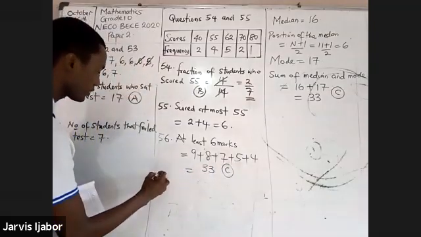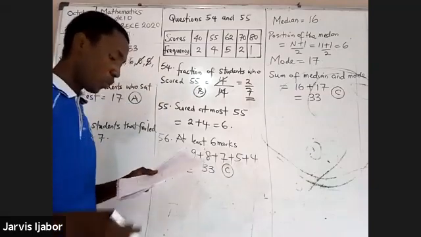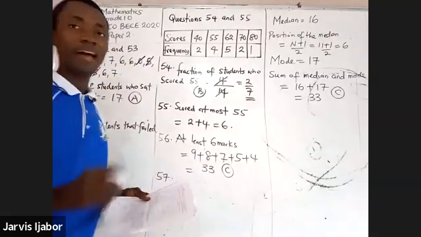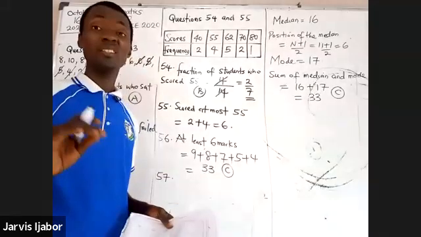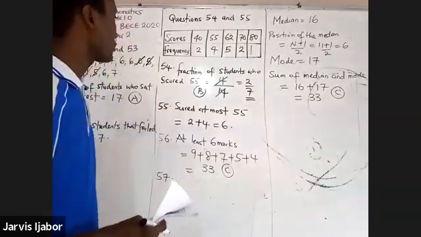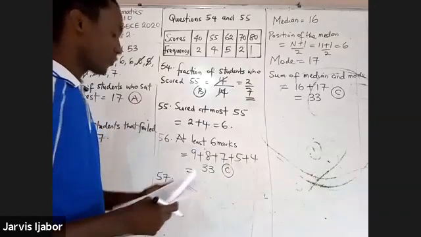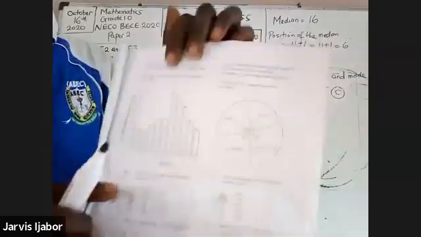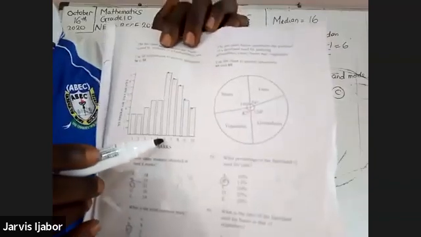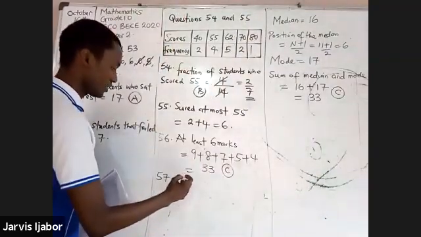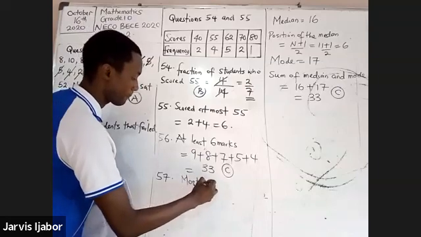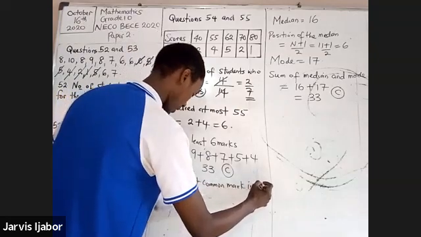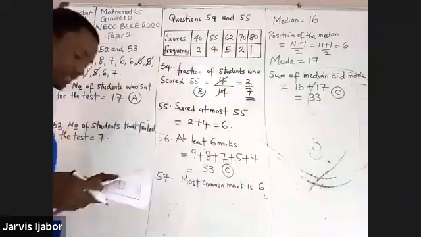Now let's go to 57. In question 57, what is the most common mark? That's another way of saying mode. The mode is the most common mark. If you check your table very well, the most common mark is the one that looks the highest. Check very well. That mark will be 6. The most common mark is 6, the mark with the highest frequency.